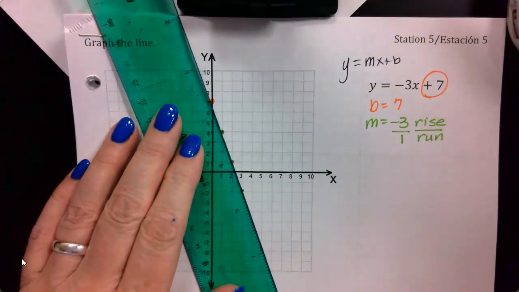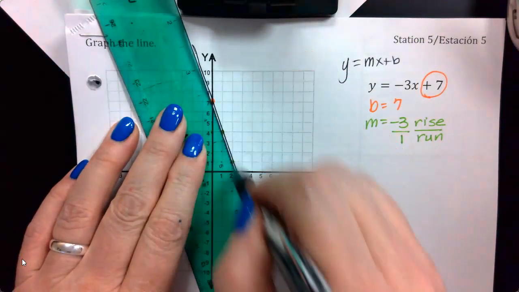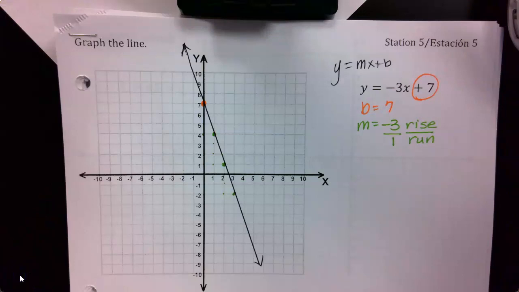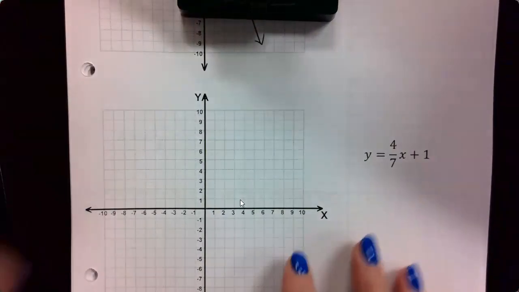So I've got my equation drawn and connect. Once you draw your line with your ruler, make sure you make the arrows on it. Make sure you make your line nice and long. Okay? And then we'll do one more here.